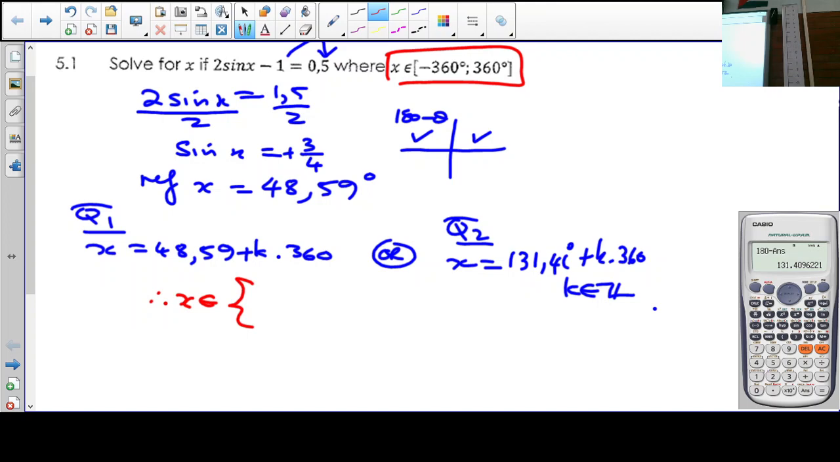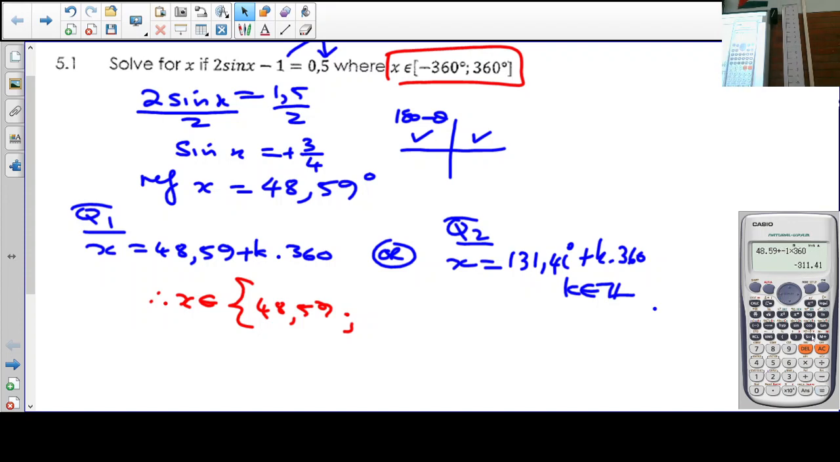You start listing by saying k is 0. We put 0 through here, I get 48,59, sorry. If I put 1 through here, it's going to be 48,59 plus 1 times 360 gives us an answer of 408,59. Which means to say that is outside this given domain. Not so? Do I have to write it down? No. So what I then do is I replace that positive 1 with negative 1.